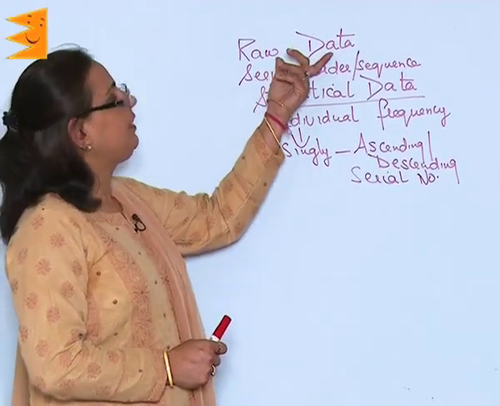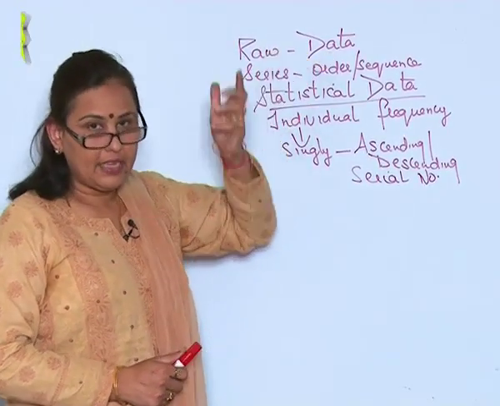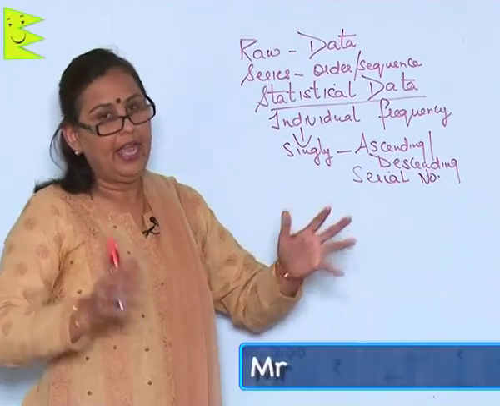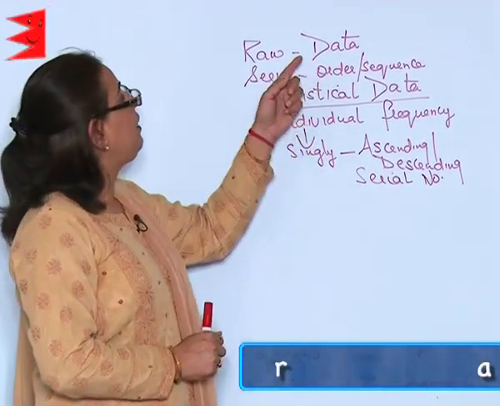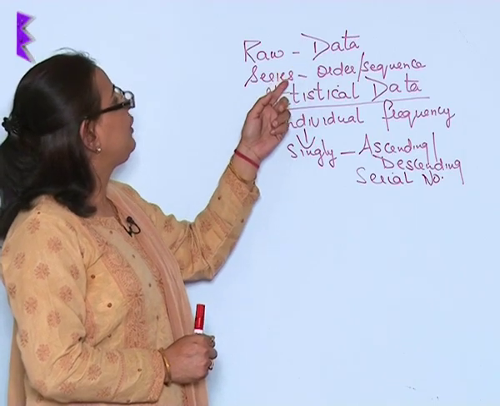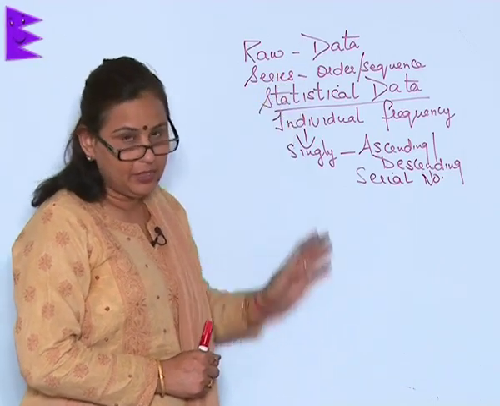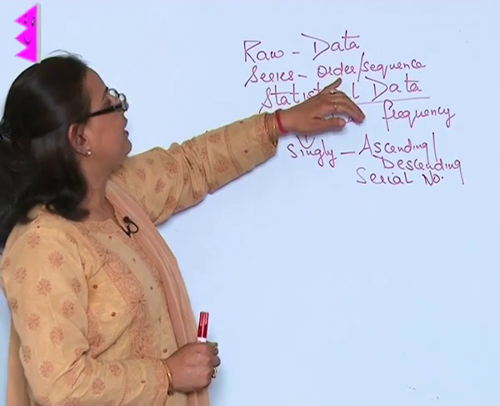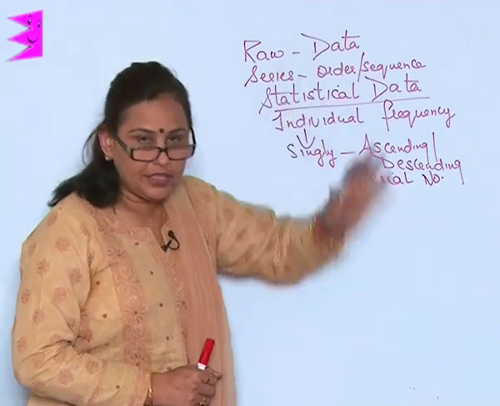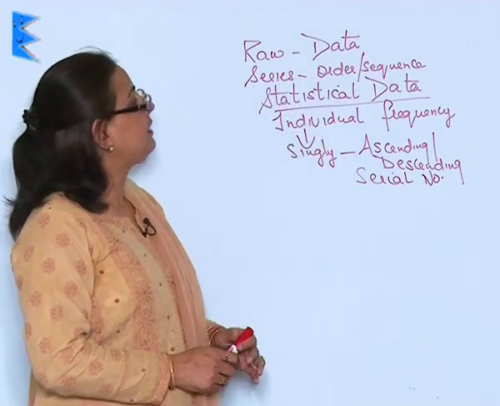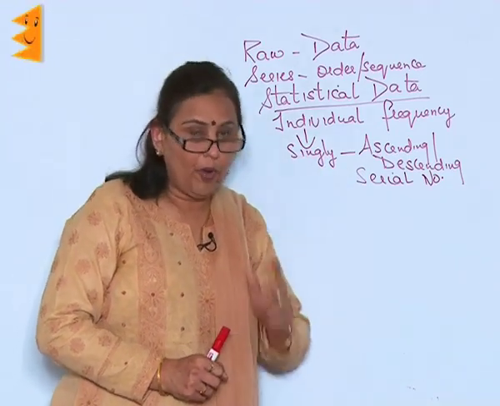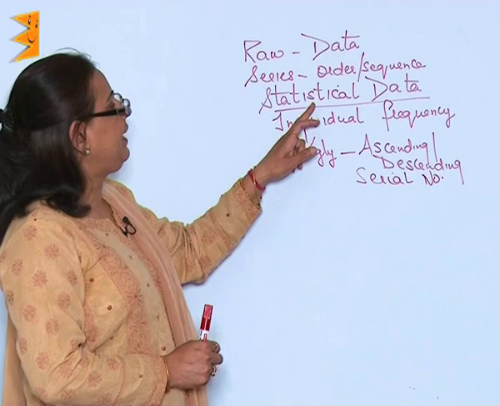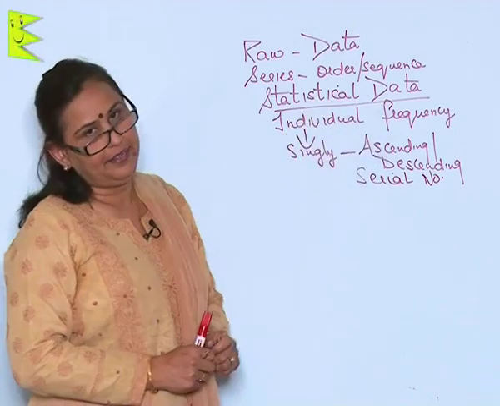The raw data that we are talking of is cumbersome, lengthy, haphazard, not easy to handle. Therefore, we put this raw data into series. Series means that we put the data in order or sequence, and thus now we are going to study how the raw data is presented as statistical data.